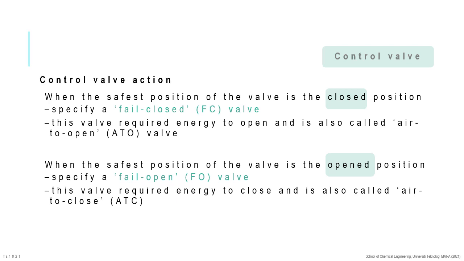When the safest position of the valve is the closed position, the engineer must specify a fail close, or FC, valve. Such a valve requires energy to open and is also called an air to open, or ATO, valve. The other possibility is a fail open, or FO, valve. Fail open valves require energy to close and are called air to close, or ATC, valves.